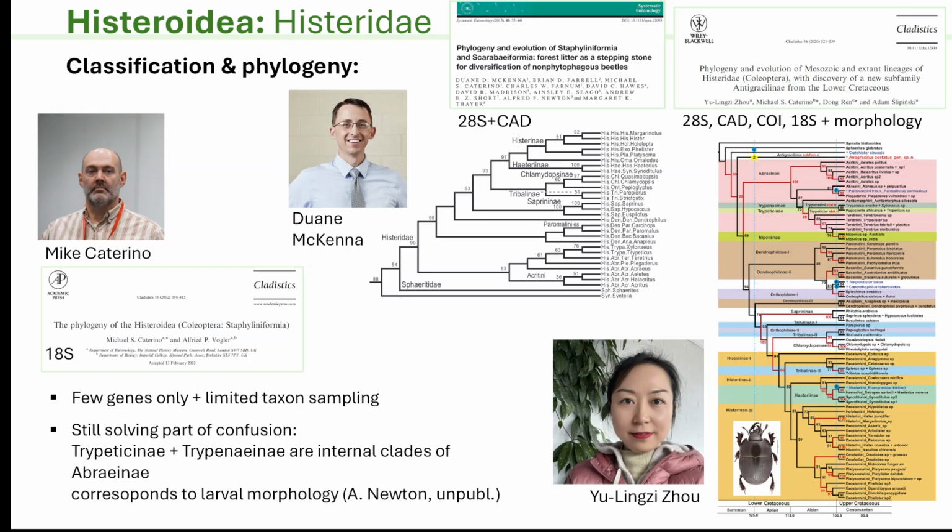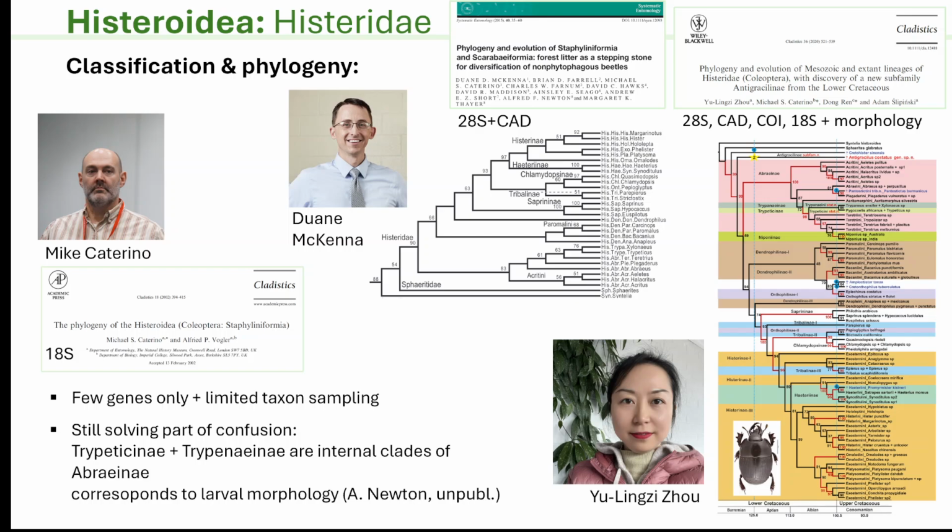But unfortunately, the molecular data are still very limited. There are several studies. Mike Caterino used 18S, Duane McKenna used 28S and CAT, and then the Chinese colleagues used 4 genes and morphology. They somehow got some results which actually challenged the traditional classification.